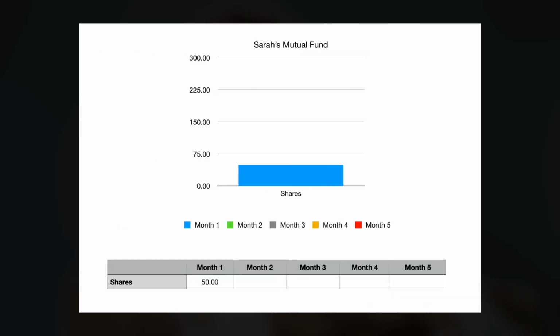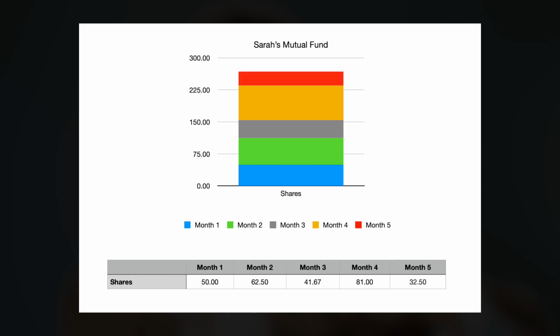She decided to invest $500 every month in a mutual fund through a dollar cost averaging approach. In month one, the mutual fund costs $10, so Sarah buys 50 shares. In month two, the price drops to $8 per share, allowing her to purchase 62 and a half shares. In month three, the price goes up to $12 per share, resulting in only a 41.67 share purchase. By continuing this strategy over time, Sarah accumulates a significant number of shares, benefiting from both market downturns and upturns.